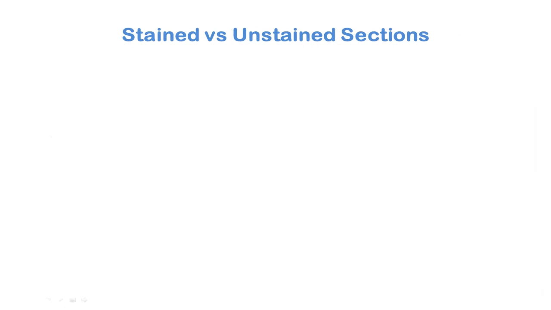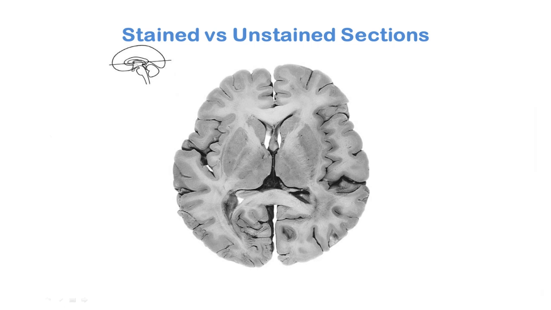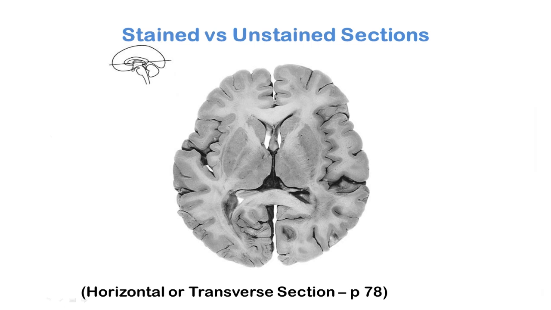If we continue with our stained versus unstained, now again, what is the orientation of this cross-section here? Okay, if you've answered horizontal or transverse section, you were correct. So again, now you have to decide, is this a stained or unstained section? If you answered unstained, you were correct. And you can see how we have different shades of gray. Those areas that appear very, very light in coloration are comprised of axons, versus the darker areas, which are composed of a large accumulation of cell bodies.